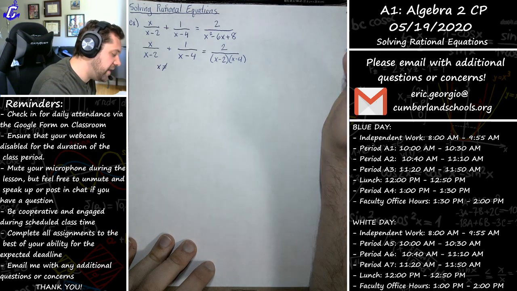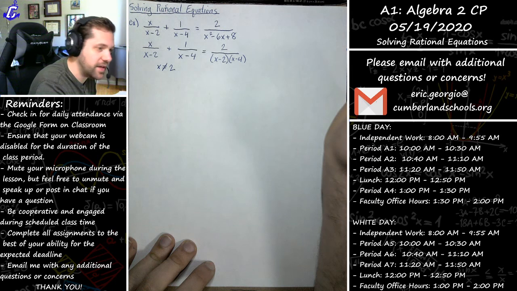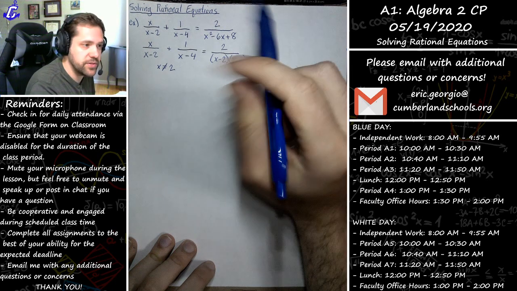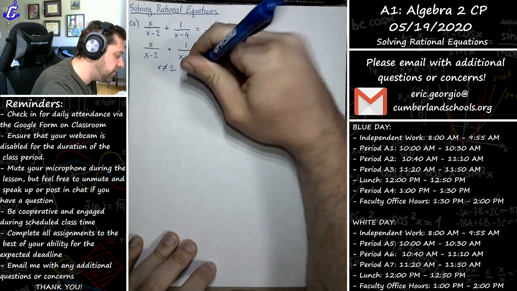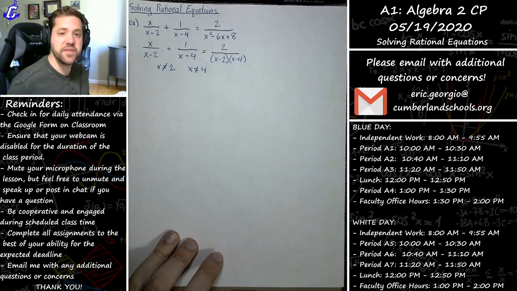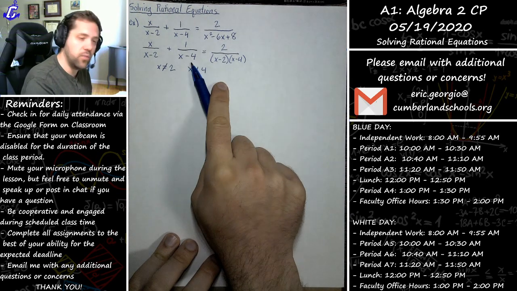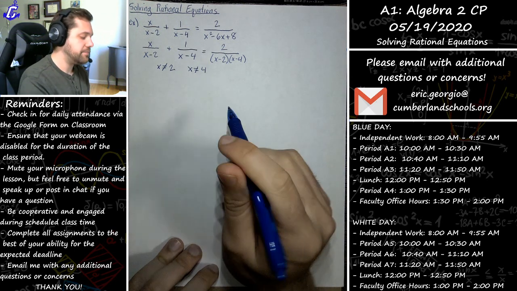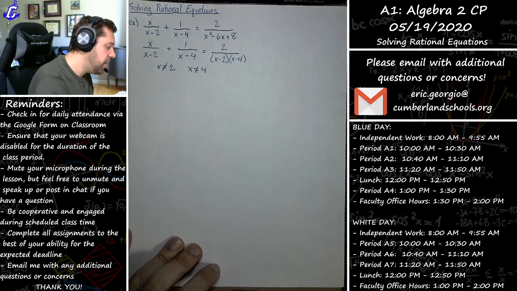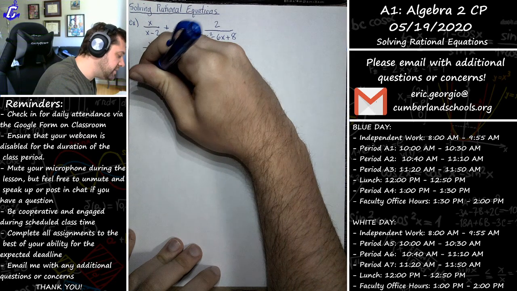Okay, so now that I have that factored form, I can identify my domain restrictions. I can understand that x cannot equal 2 in this case, because 2 minus 2 would result in dividing by 0, which is bad. And also x cannot equal 4 in this particular problem for the same reason. 4 minus 4 would be 0, and we don't want to be dividing by 0.